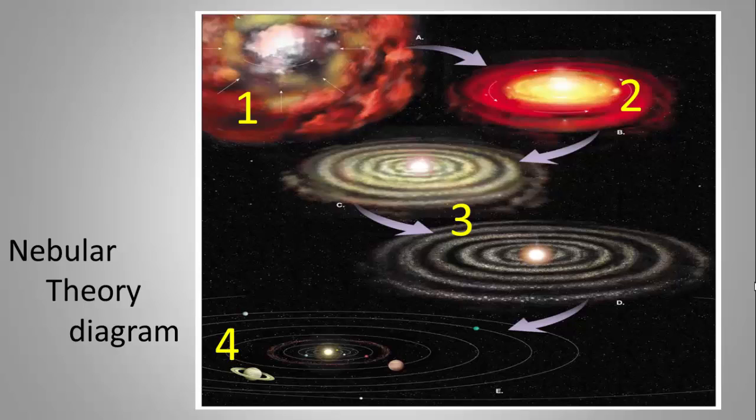At step 3, we've got our sun in full flame, full blaze. It's called a protostar at this stage. It's brand new. And then we're getting a distinct disk, and we're starting to form individual bodies. And at step 4, after a period of several billion years, we have the orderly solar system that we have today, with the sun in the very middle and the planets orbiting around the sun. So that's the nebular theory diagram.